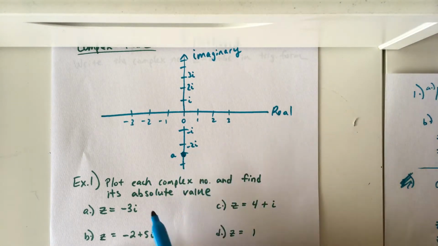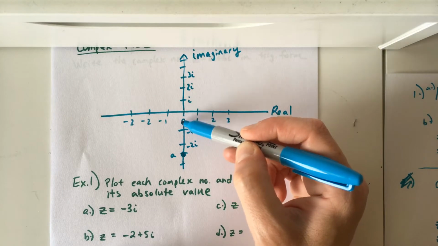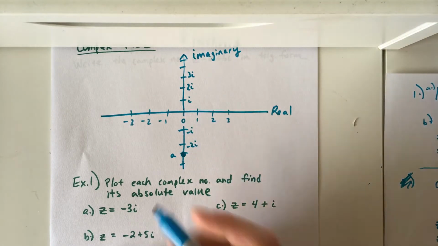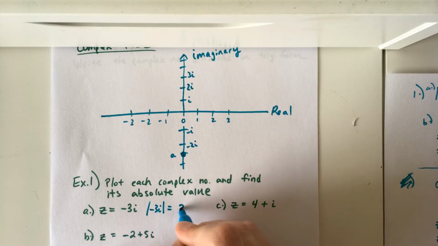Here it is. And if we think about the absolute value, the way to think about absolute value is the distance from the point to the origin. Well, it's really easy to see here that that distance is just going to be 3. So the absolute value of negative 3i is 3.